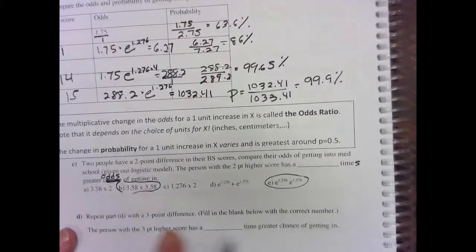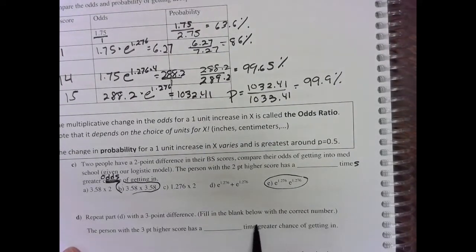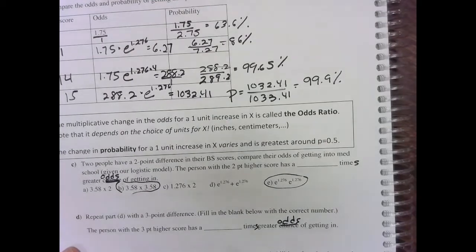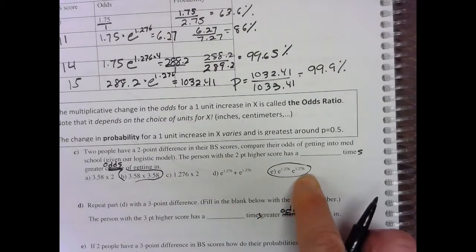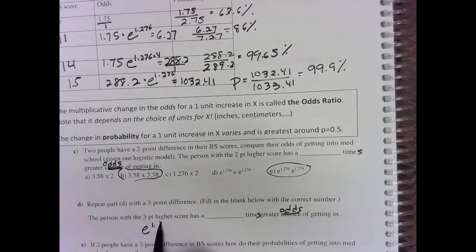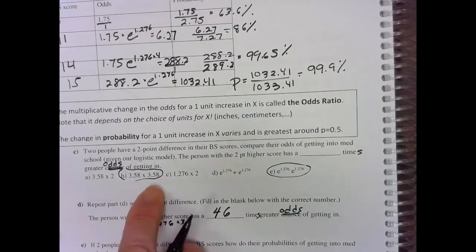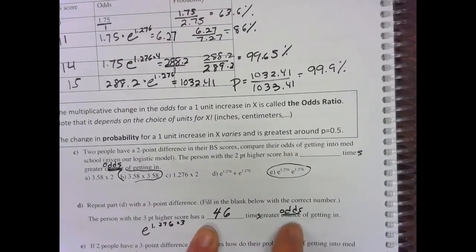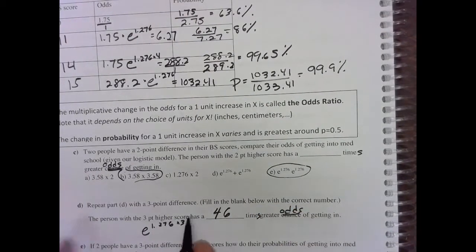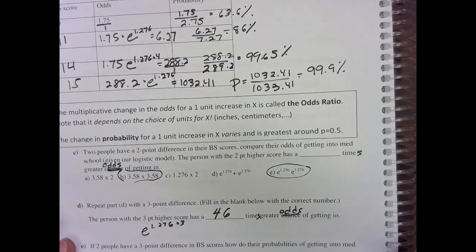Okay, so now repeat with a 3-point difference. The person with a 3-point higher score has what times greater odds of getting in? Sorry about that. So what would we do? We just take 2 points and multiply by the same thing again, right? So it would be e to the 1.276 times 3 up there. All right, and that is 46. That's 3.58 times 3.58 times 3.58. And if we reversed it, the person with the 3-point lower score would have 1 over 46 times the odds of getting in.